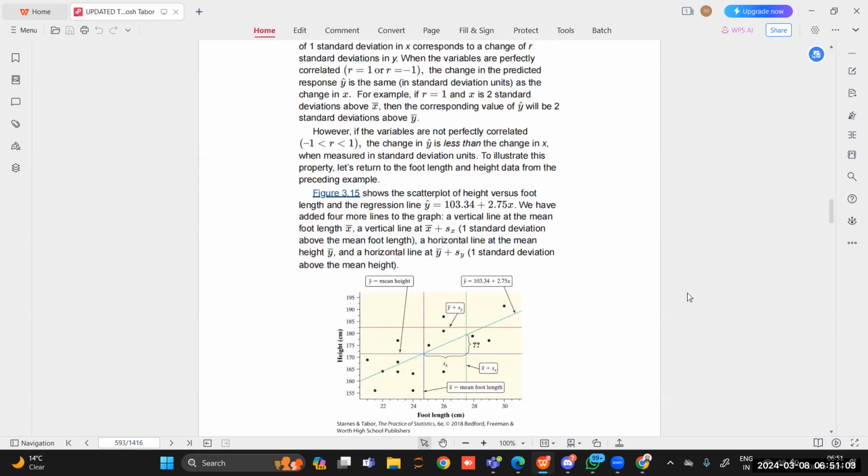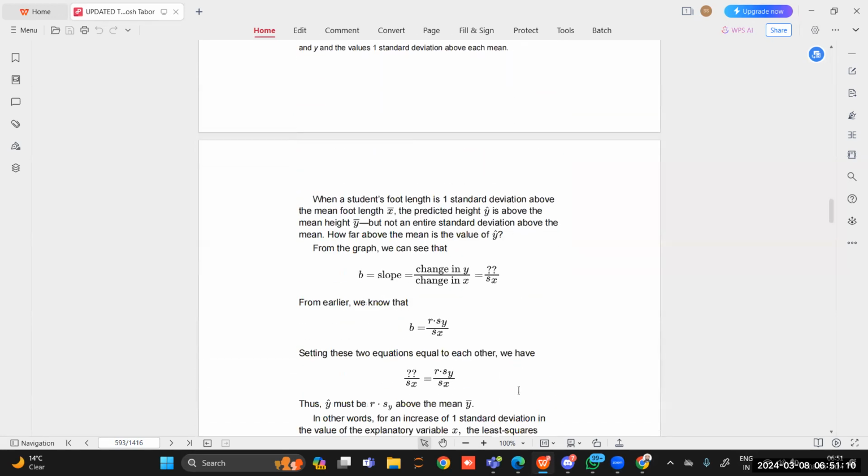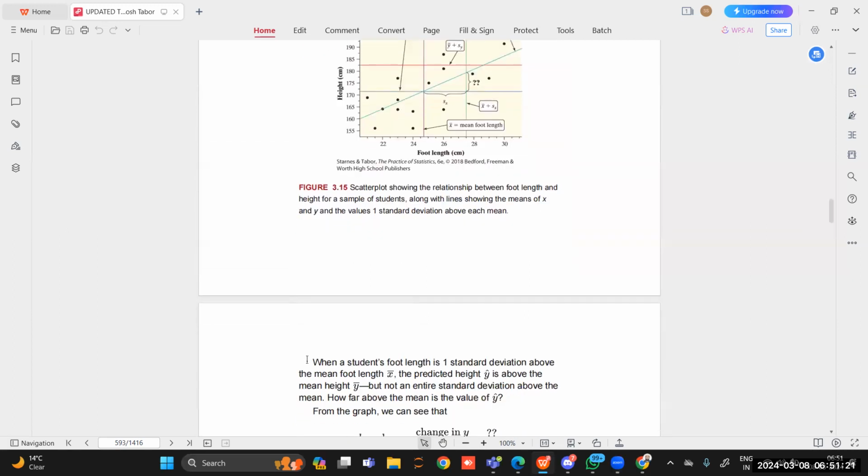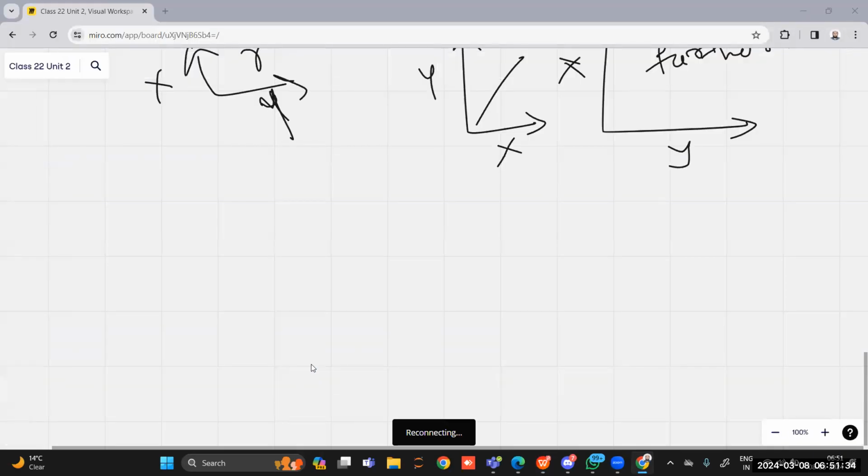He's explaining here that if the mean height is this, then the mean height of y hat will also be this, and the standard deviation. See here, he's explaining. What he's trying to explain is that when a student's foot length... what I'll do, I'll copy this.